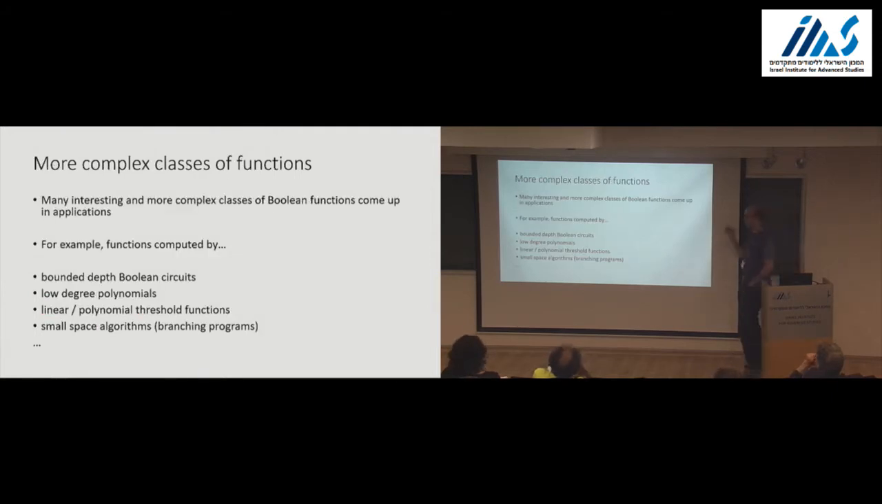We have all these classes that we like to study, where we say that a function is simple if there is some easy way of computing it. For example, if there is a small Boolean circuit computing it, or if it's computed by some low-degree polynomial, or other models that we think are simple. And the question is, can we use these basic constructions, like k-wise independence or small bias generators, to fool this type of class as well?